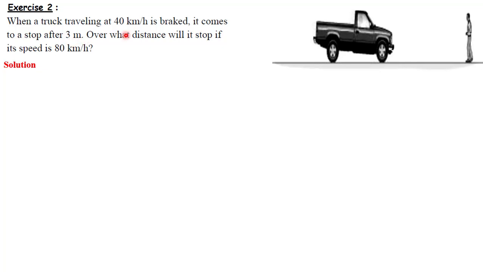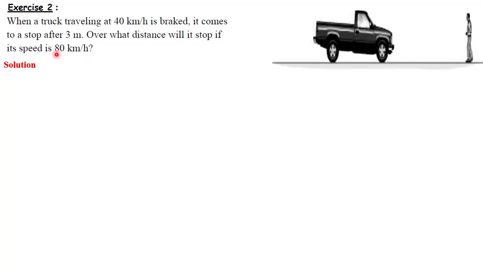So they said that if the initial speed is 40 kilometers per hour and that it brakes, it will come to a stop. Coming to a stop means that the final speed is equal to 0 after 3 meters. So we have initial speed 40 kilometers per hour, final speed equal 0, and the distance traveled is 3 meters. The question is, over what distance will it stop if its speed is 80 kilometers per hour?